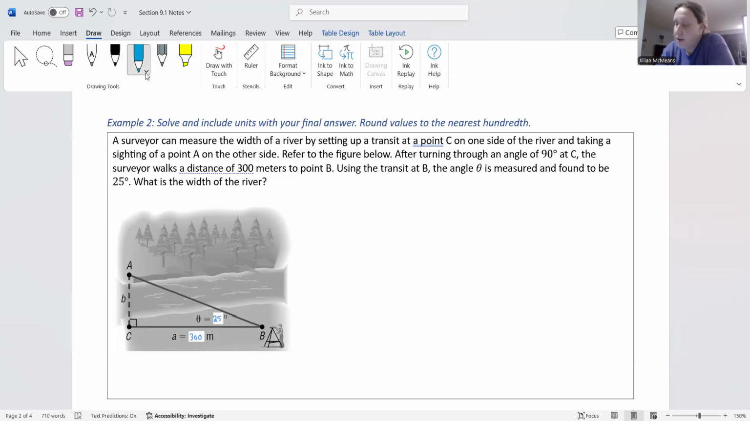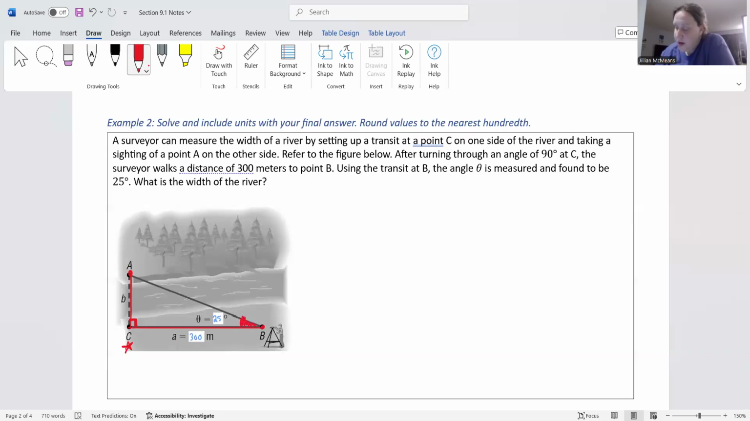Let's change colors. So we have this point C. This is where the surveyor starts. They set up their transit and they take a siding directly across the river to this point A. Okay, so they're facing A, they take a siding. They then turn 90 degrees and walk 300 meters. So they make a 90-degree turn basically. Then they walk 300 meters to point B, and then they take another siding and it gives them this angle.